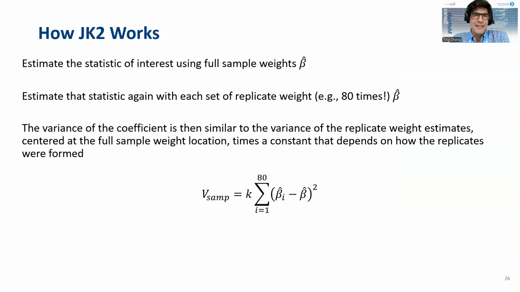And this is just the math for that. We estimate something that looks a lot like a variance: the difference between the estimate with a replicate weight and the estimate that we came up with using the full sample weight, squared, and we sum that up. And then there's a constant that depends on how exactly the survey was designed, or how the weights were designed, that it gets pre-multiplied by. And that ends up being the variance of sampling, which I've labeled VSamp.